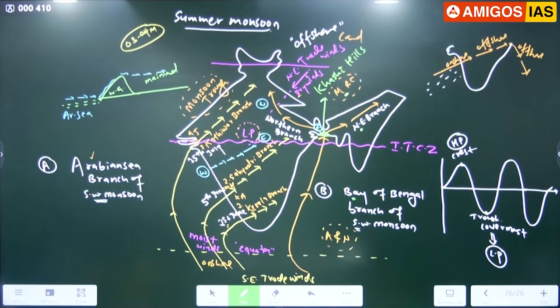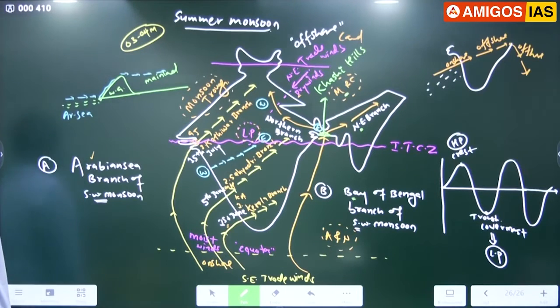During the June month, a very strong low pressure area exists or develops near the Gangetic Plain region, which causes the formation of ITCZ. Full stop. This phenomenon is known as monsoon trough.